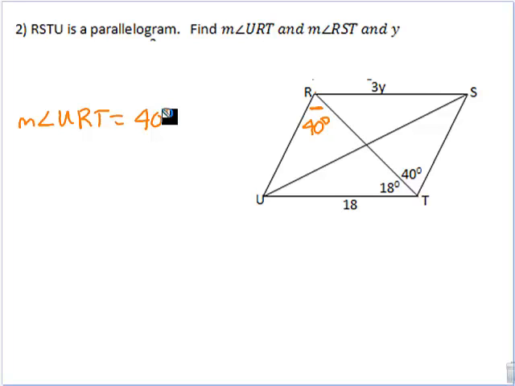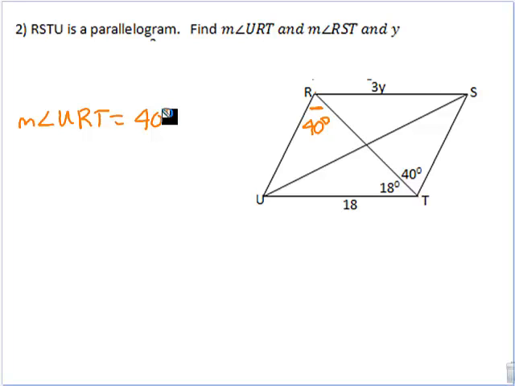RST now. How come we added on the last one, those two? Okay, that's a good question. How come we added on the last one but not on this one? The last time we were looking for that entire angle. So like URS, we would have to add these together to get the whole angle. But we're only looking for URT. So we're only looking for that one part of the angle. That's the difference.